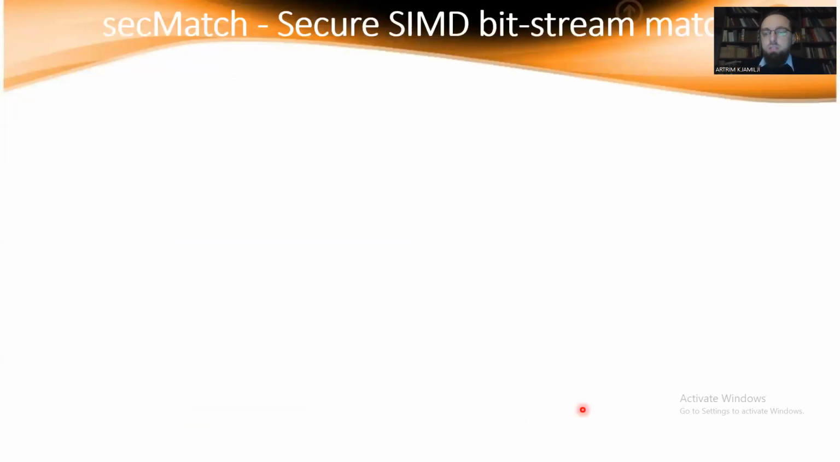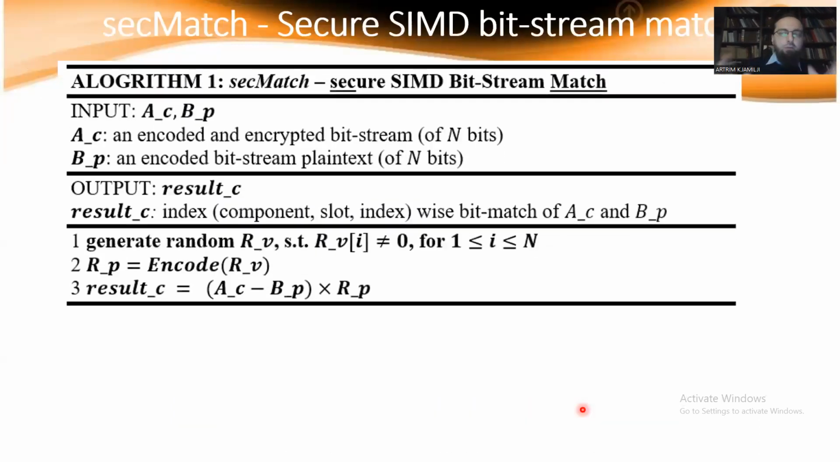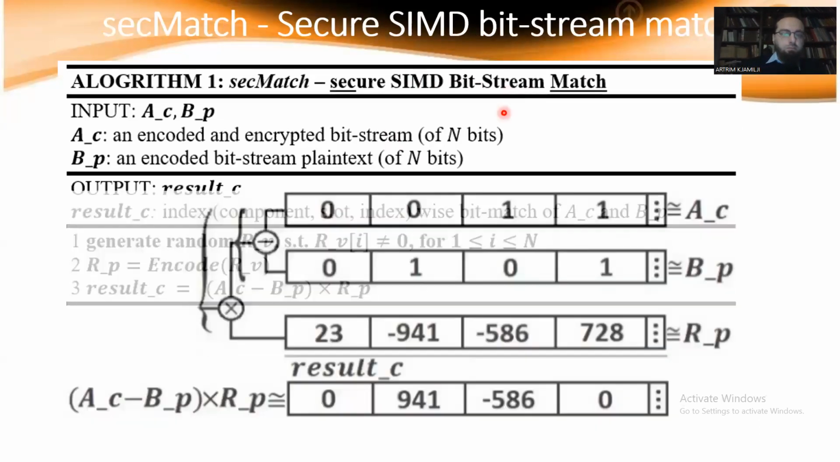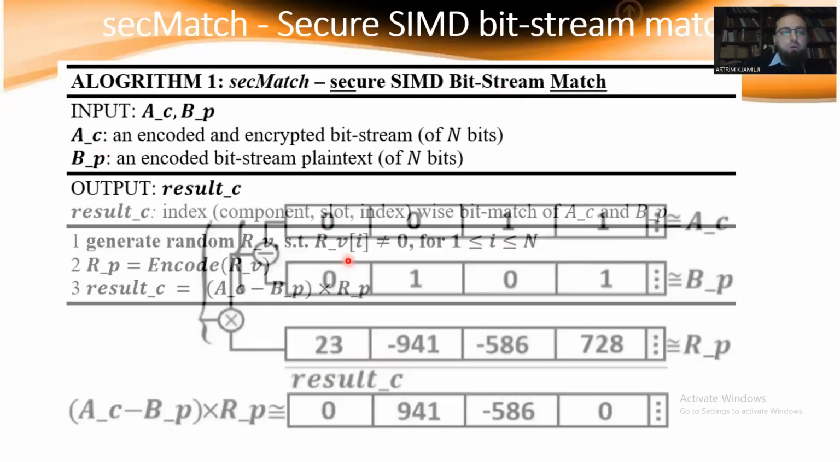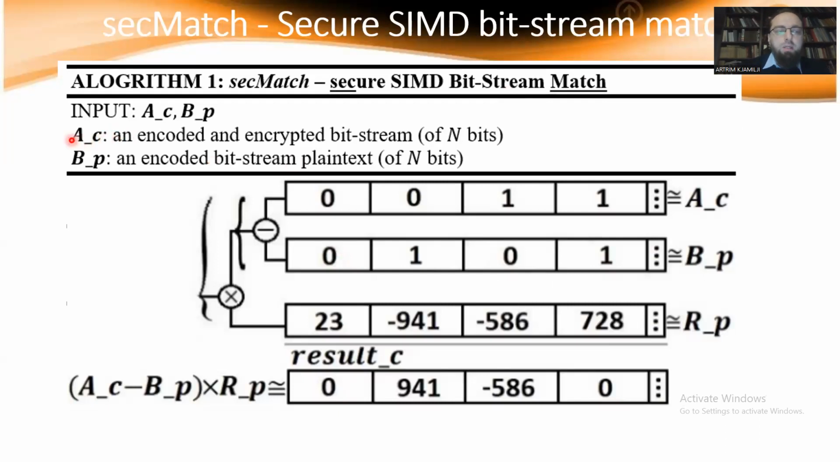Okay, now let's start with our secure building blocks. Everywhere where we mention encryption, we mean somewhat homomorphic encryption, and they allow SIMD operations in the way that we just explained. So our first secure building block is secure SIMD bitstream batch. It's given in this pseudocode and illustrated with this picture. We take a ciphertext, which is an encoded encrypted bit stream of n bits, and a plaintext, which also can be a ciphertext, which is an encoded bitstream of n bits, and we want to see where they match. How do we do that?